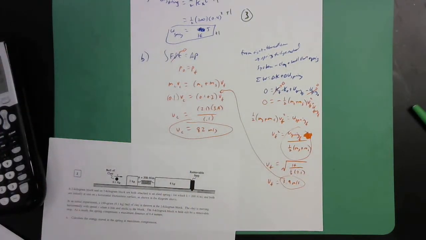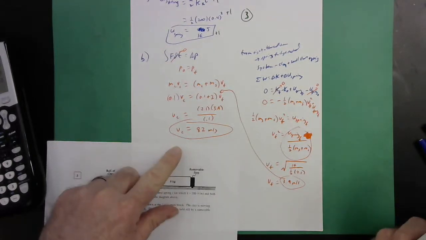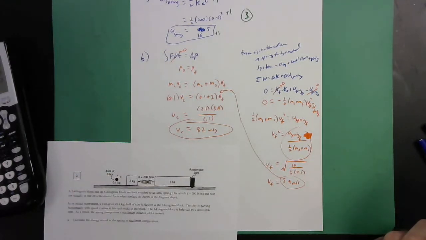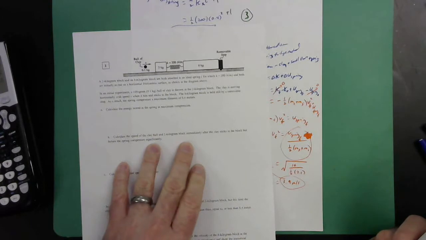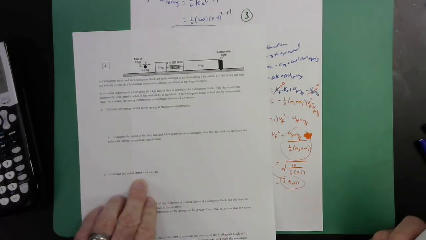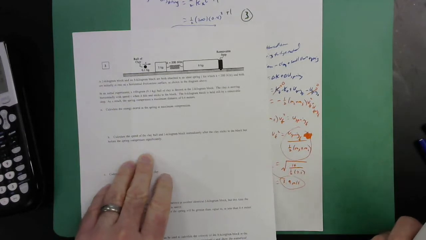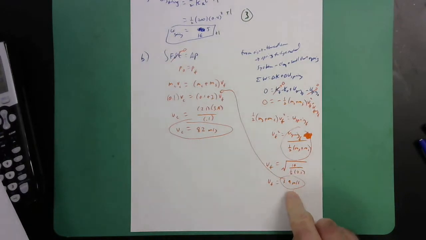All right. Hey, let's check on the scoring and see how I did. Looking at part B. Hey, I just solved for the speed of the clay before it hits. That's not what they wanted me to find, is it? They just wanted me to find the speed of the clay and the block after. Then they want me to find the initial speed V of the clay. I just solved for part C. I'm predicting what they were going to ask. Oh my gosh. Well, that's it. I just did B and C together.